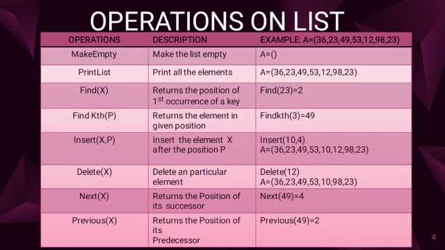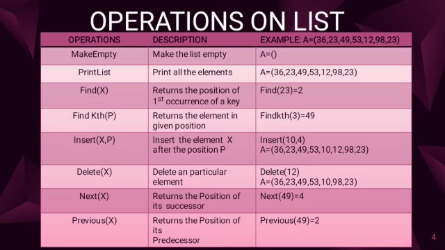Next operation is the insert operation. It is used to insert the element x at the position p. Here the input is data item x and the position p. In this example, we insert an element 10 after the position 4. Next one is the delete operation. It is used to delete a particular element. Here the input is data item x. In this example, we delete element 12 from the list. So the output is A equals 36, 23, 49, 53, 10, 98 and 23. We deleted the element 12.